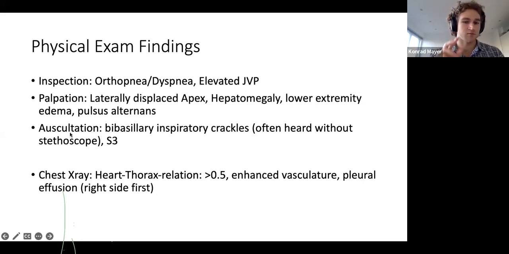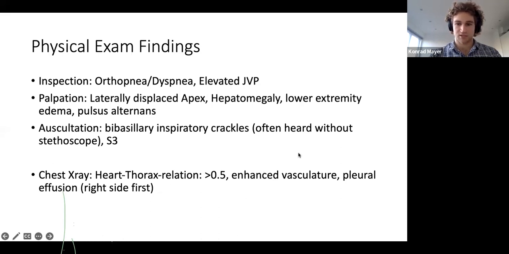And then when we listen with our stethoscope, for the lungs, we will hear the pulmonary edema that I was talking about. We will hear bibasilar inspiratory crackles. Heart sounds are sometimes hard to hear, but we'll have a third heart sound, S3, which comes after the second heart sound and happens when the ventricles are pretty full because of reduced ejection fraction.